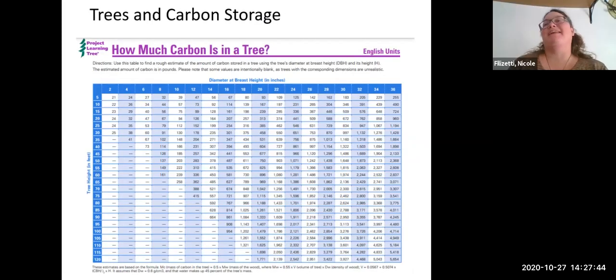There are a lot of charts and models out there to help us understand how much carbon individual trees can store and to learn more about the other important ecosystem services that trees play. Today, we're going to be using a tool from Project Learning Tree. If you look at this chart, you'll see that it uses a tree's height and diameter to estimate how much carbon can be stored by a single tree. You have diameter along the top and height along the side.